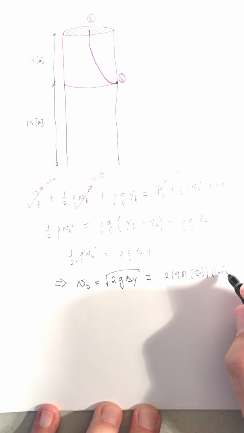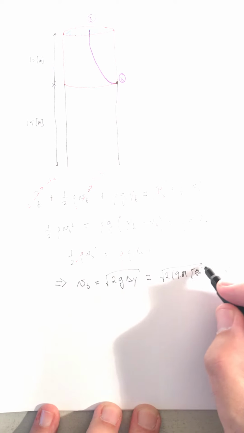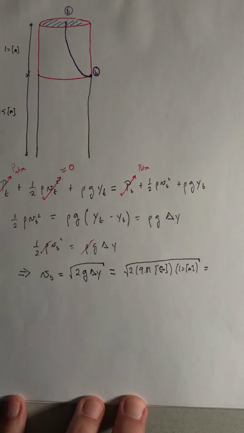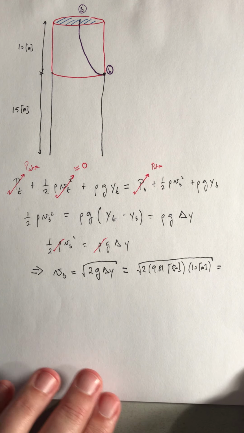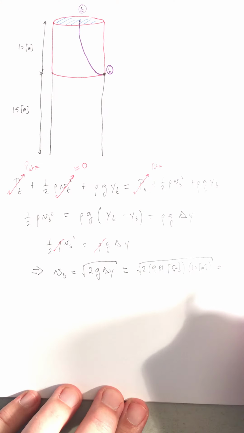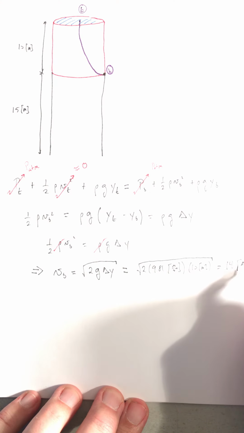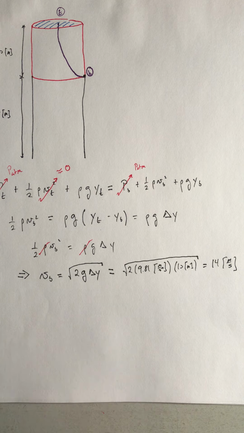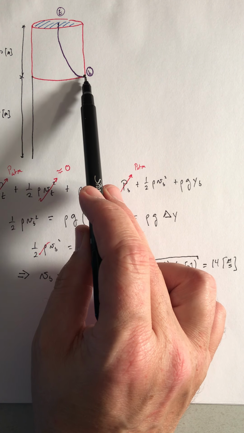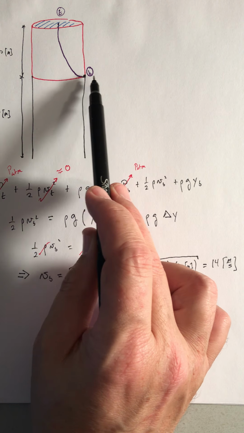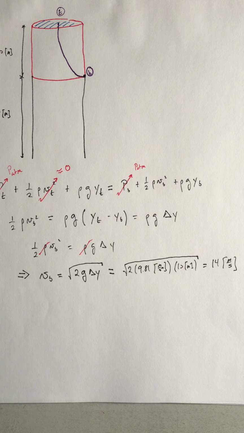Working that out to get an answer, we get 14 meters per second. Okay. So now we're going to have projectile motion. The initial velocity of the stream is going to be at 14 meters per second. It's horizontal. We want to find out where it actually lands.